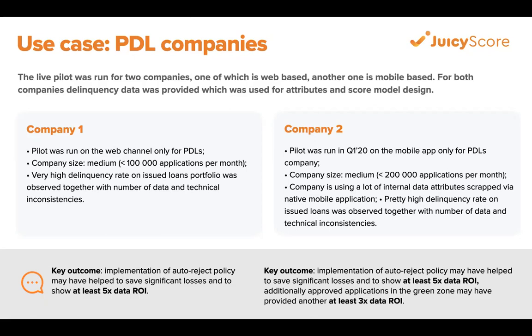Implementation of an auto-reject policy helped them to save significant losses and to show at least 5 times data ROI. Additionally, approving applications in the green zone provided another at least 3 times data ROI.